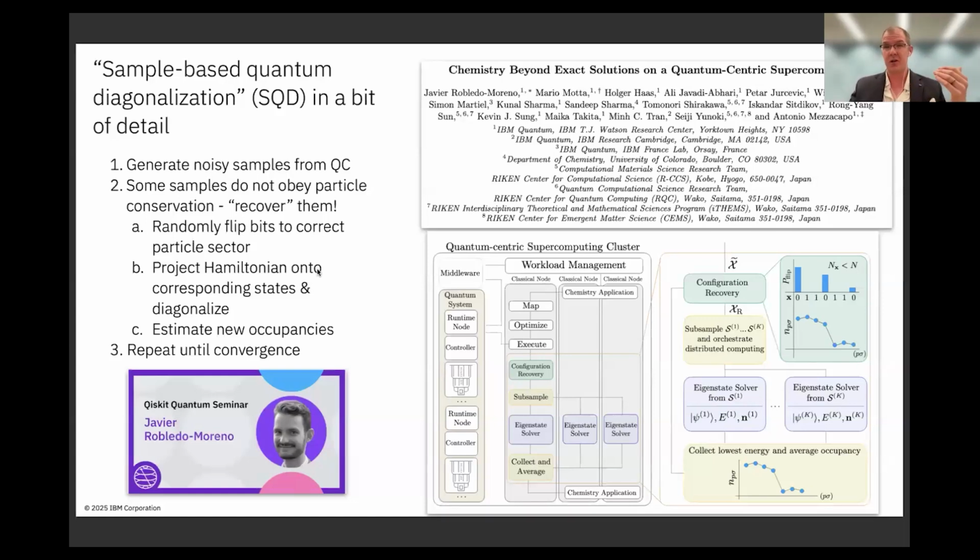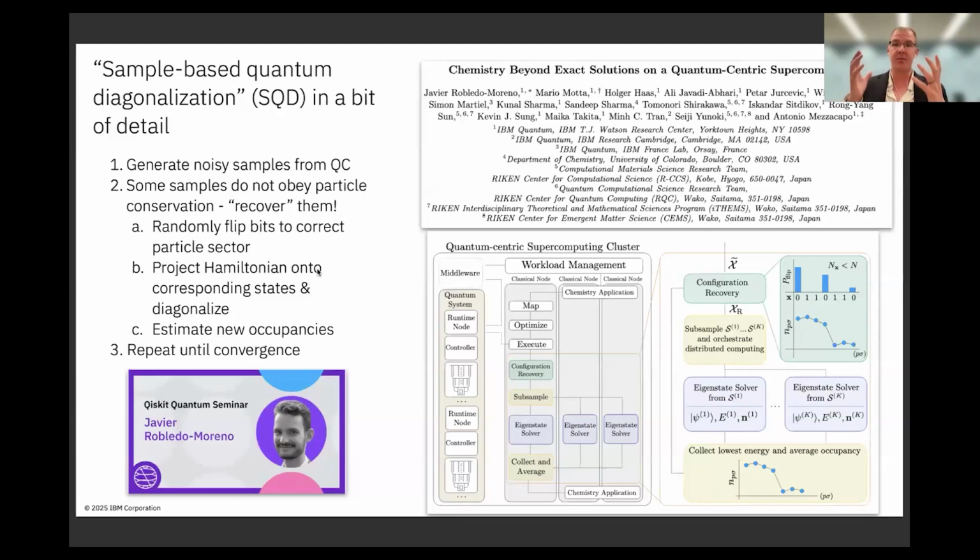And it might not do things like obey particle conservation. Well, you can use a classical computer to try and guesstimate, okay, this is what the quantum computer gave me, but if it had less noise, then maybe this is what it would have given me, in a way where that result obeys particle conservation.